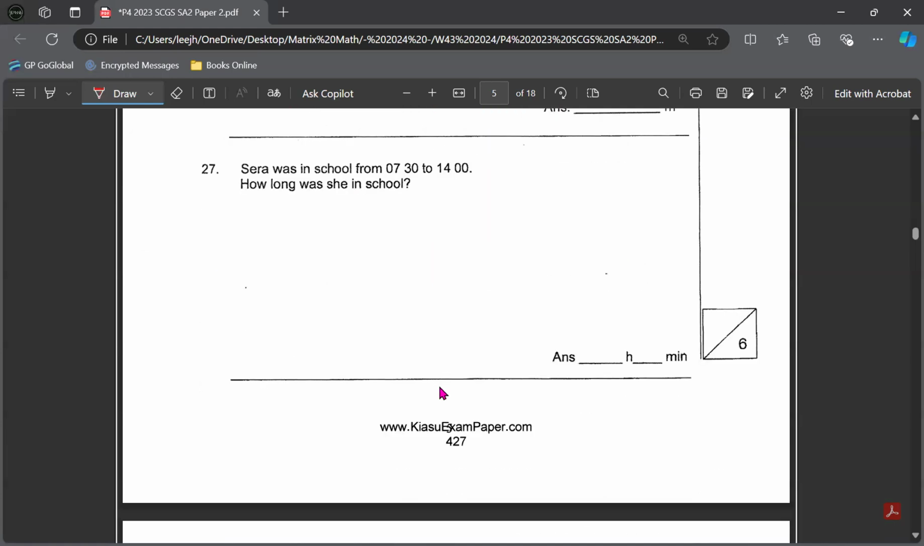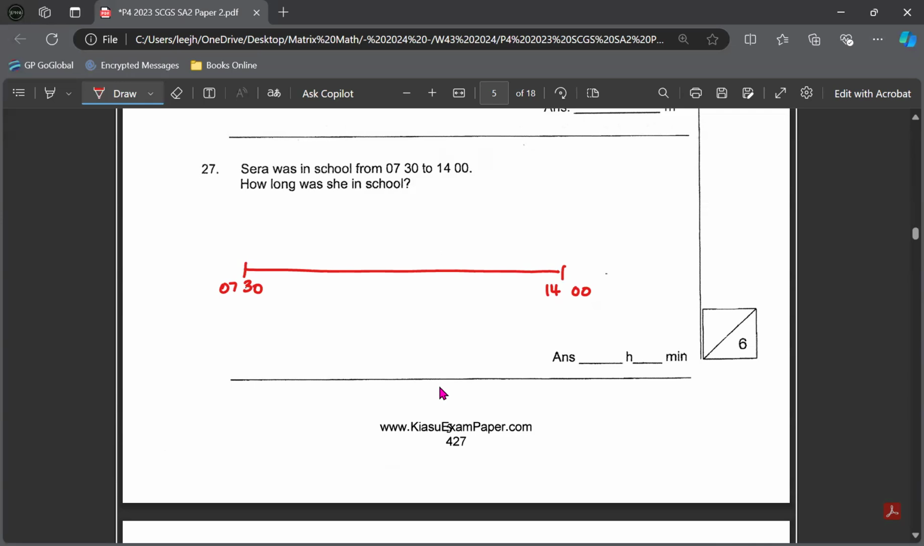Question 27. Sarah was in school from 0730 to 1400. 24 hours. How long was she in school? So we are going to draw a timeline. She was in school at 0730. She went home at 1400. She left school. So I need to find the duration between these two timings. So what should we do? We break it up into parts.